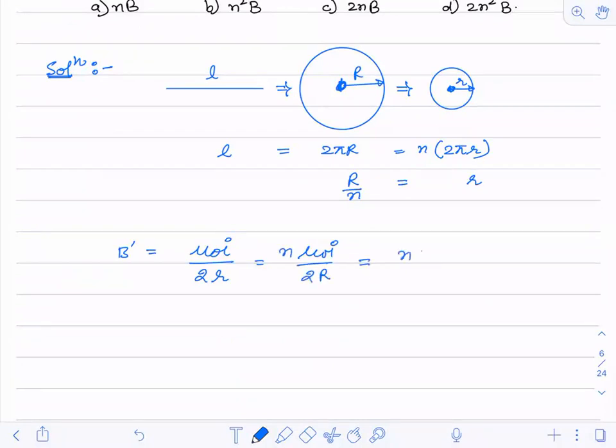And most of you would have got this result as n into B. Okay, so this is a wrong answer. Why is it a wrong answer? Because the formula that you have used here is for one coil. Because there are n number of turns, for that you will substitute n. Don't forget to put n over there.